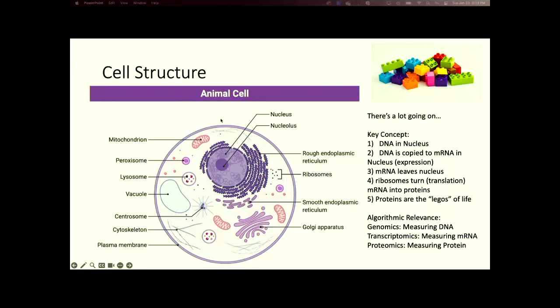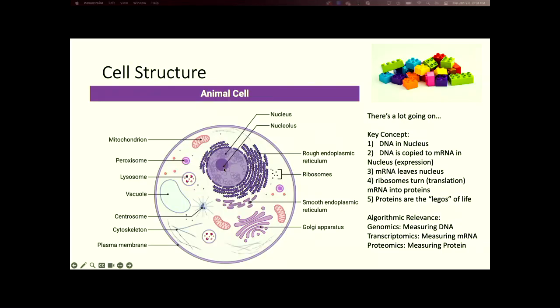So here I've shown an animal eukaryotic cell, which is different from a bacterial prokaryotic cell. We have a nucleus where all of our DNA is stored. We have a lot of different cellular components that do different things, and then we have our cell wall. For example, ribosomes are involved in translation.